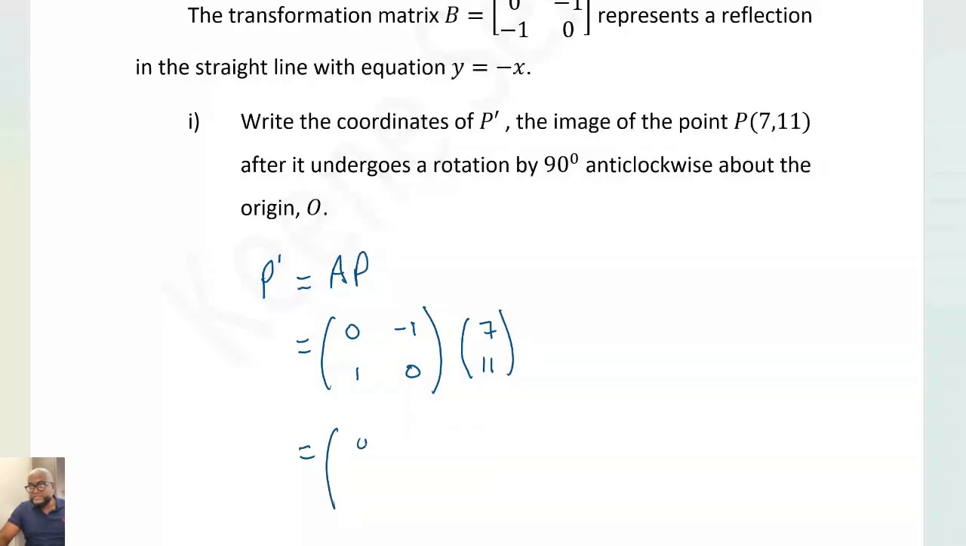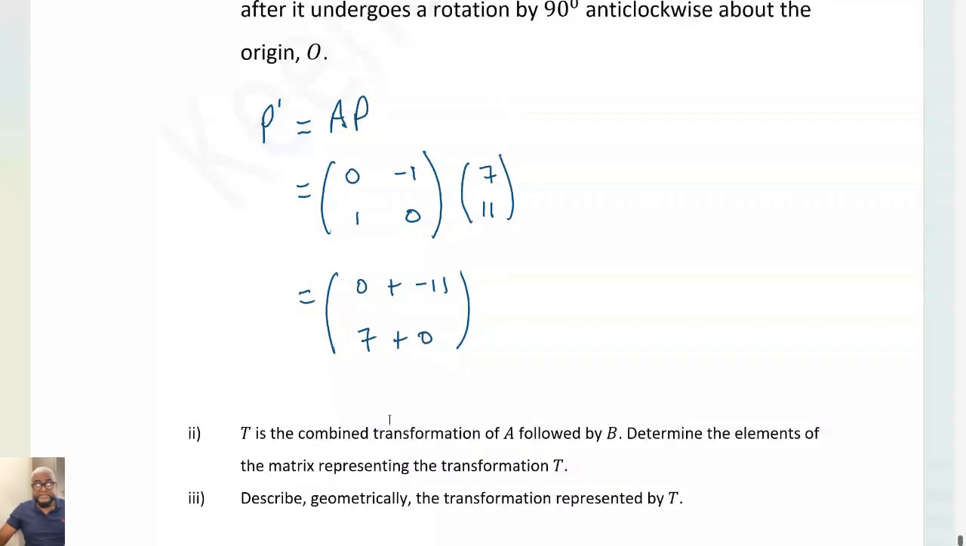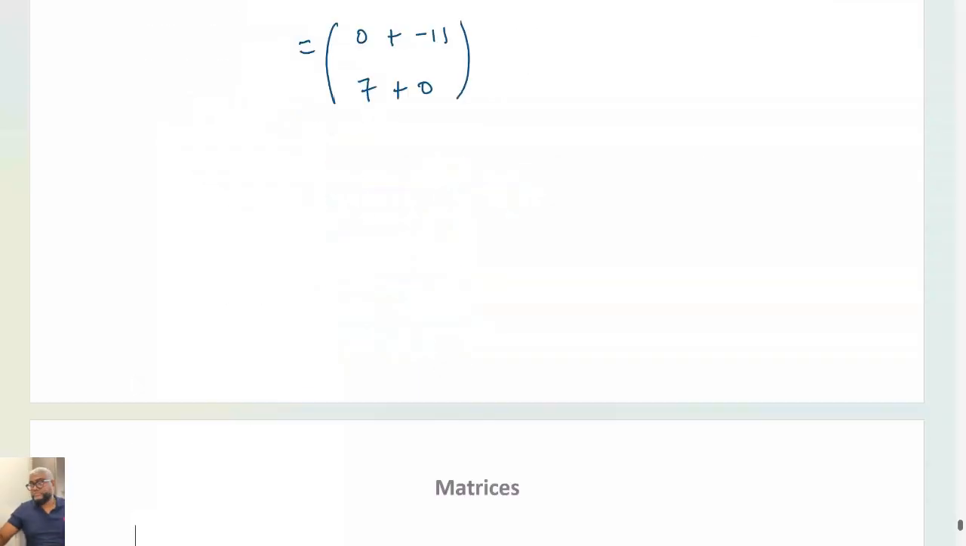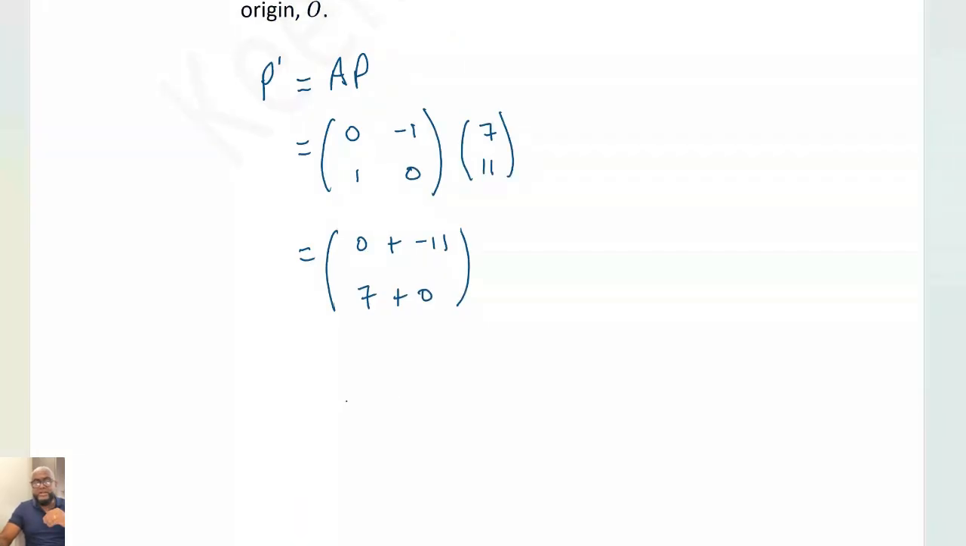0 by 7 is 0 plus -1 by 11 is -11. Then row by column: 1 by 7 is 7, and then 0 by 11 is 0. Everybody good here? So 0 plus -11 gives me -11, and 7 plus 0 is 7. So therefore, P prime, you must write it back in coordinate form now, would be -11, 7.